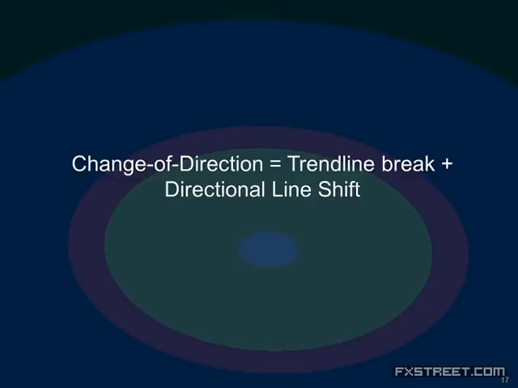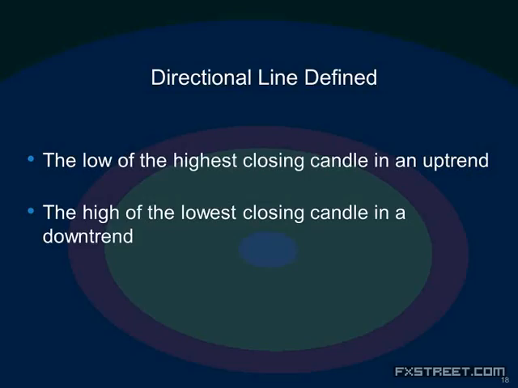But let's define change of direction first. This is how we determine direction: trend line break plus a directional line shift. This is important for us. This is the trigger. This is how you know when to get in. For today's demonstration, we're pretty much going with wick-to-wick trend lines, which indicate a trend line as opposed to a counter trend line, which would be body-to-body. So change of direction: trend line break plus directional line shift.